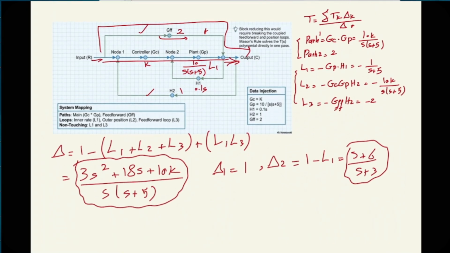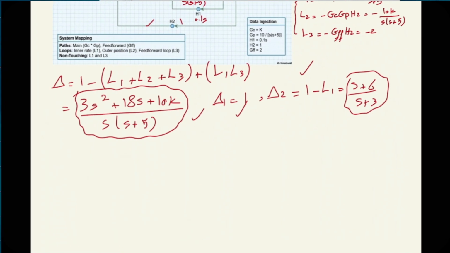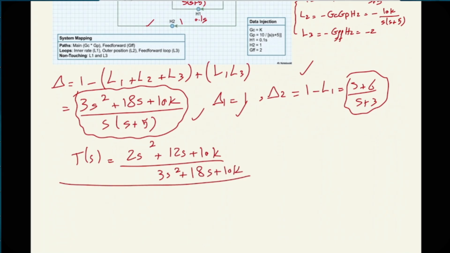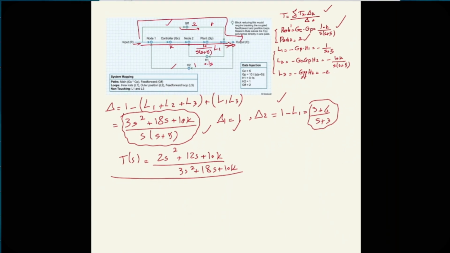As you can see, for my main formula, my Tk is the gain of some forward path. T1, the first gain, is going to be this, and my T2 is going to be this. Then my delta 1 is 1 and delta 2 is this one, and I also have my big delta, which is like this. So at the end of the day, if you put all of that information there, your final T(s) is going to be (2s^2 + 12s + 10k) divided by (3s^2 + 18s + 10k). Just imagine if I wanted to find this number the normal way, how much time it would take.